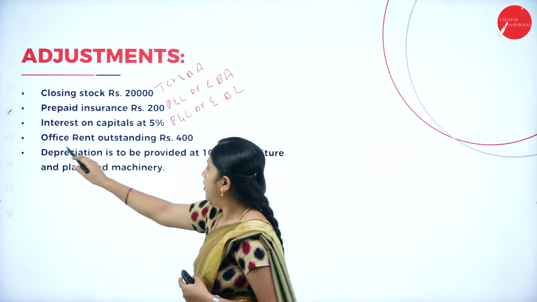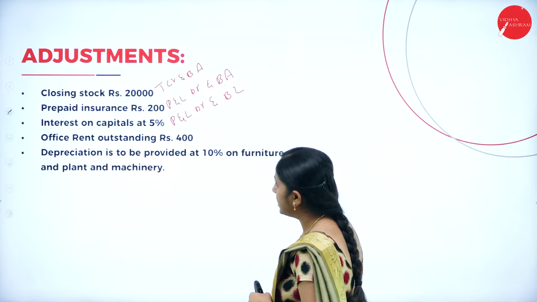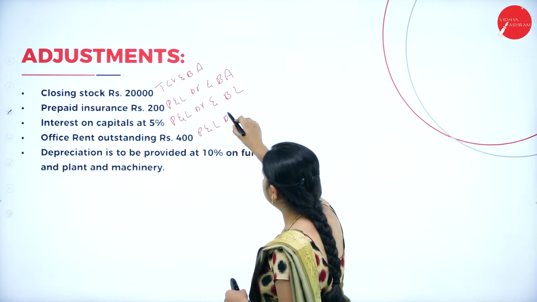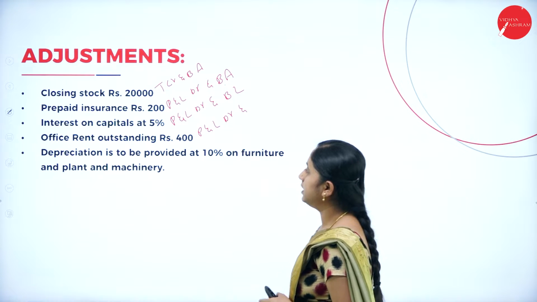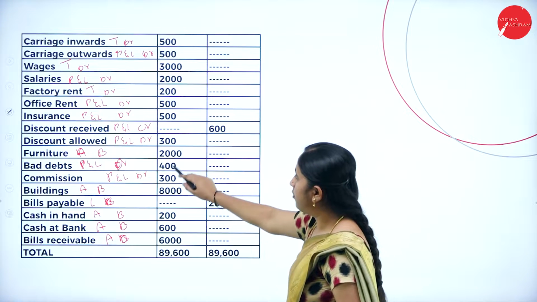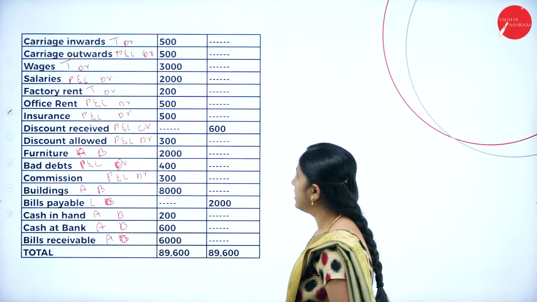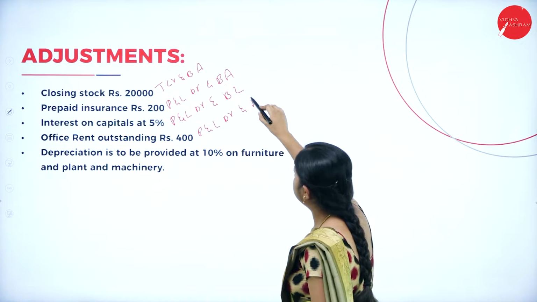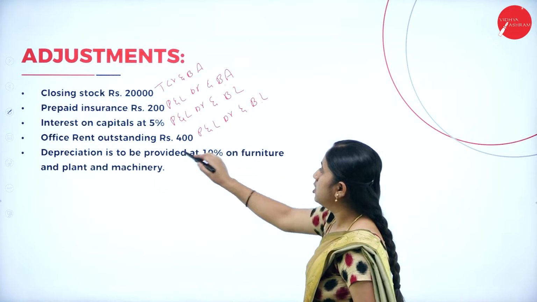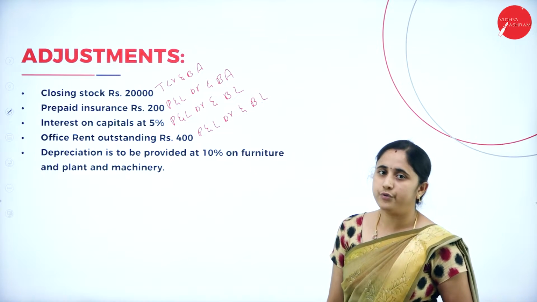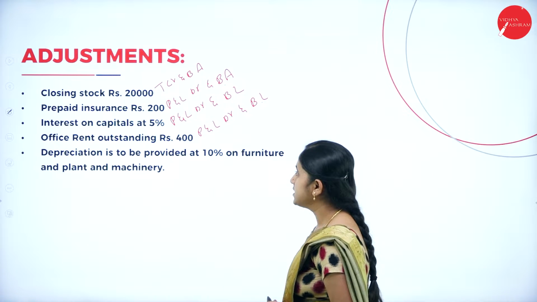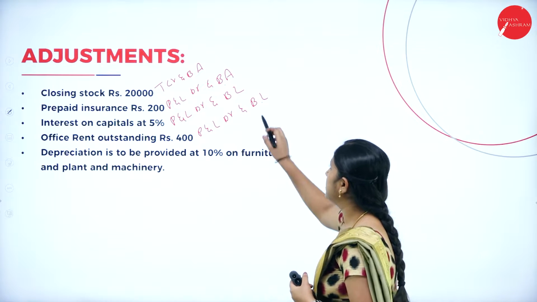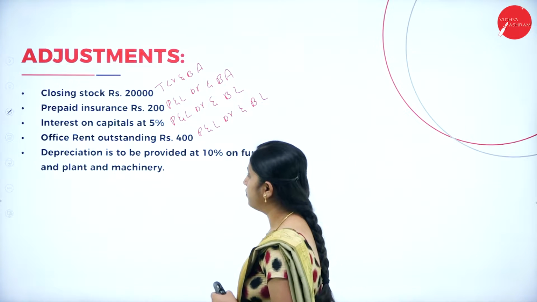Next, office rent outstanding. Outstanding rent is an expense, profit and loss account debit side. You will add with the previous year office rent 500, add outstanding rent 400. Again in the balance sheet liability side, we will mention outstanding office rent. Outstanding office rent is a liability. So I will mention in the balance sheet liability side outstanding office rent.